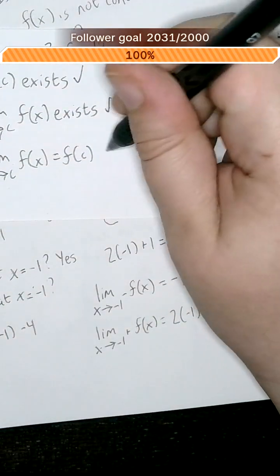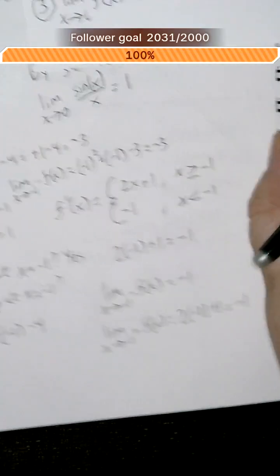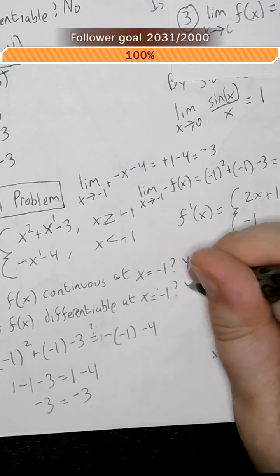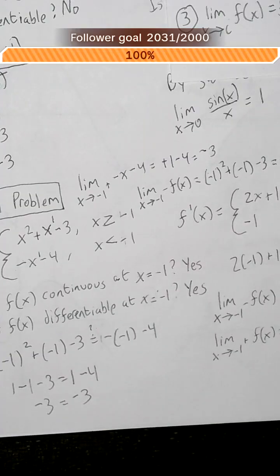But yeah, so since we meet all three conditions of continuity, is it differentiable? Yes, it is. It is a line up to -1, then an incline.